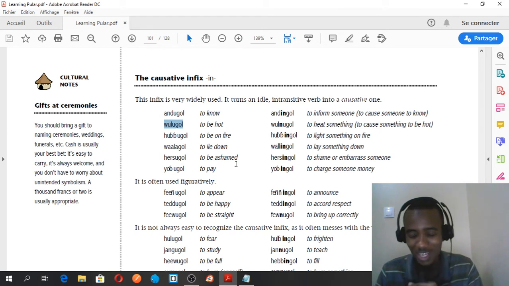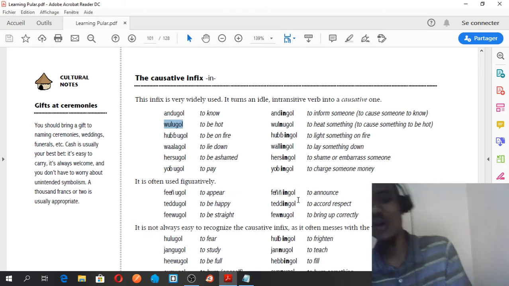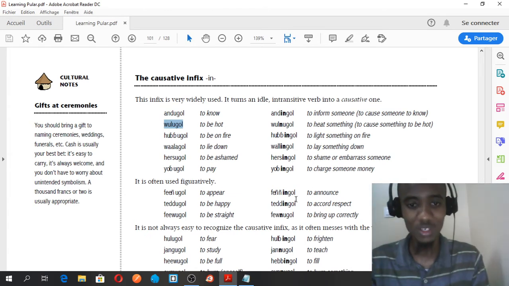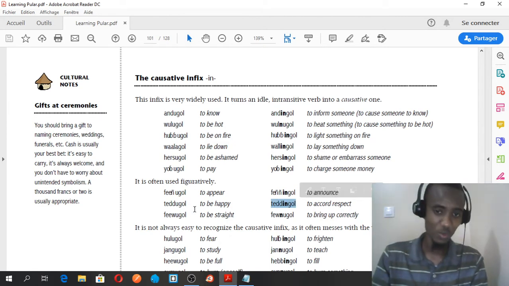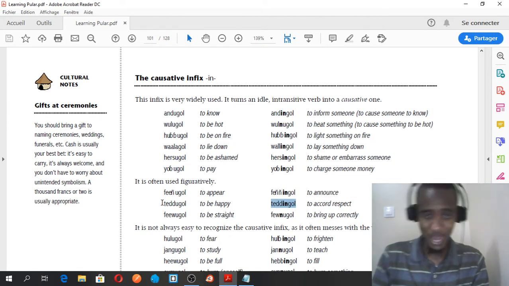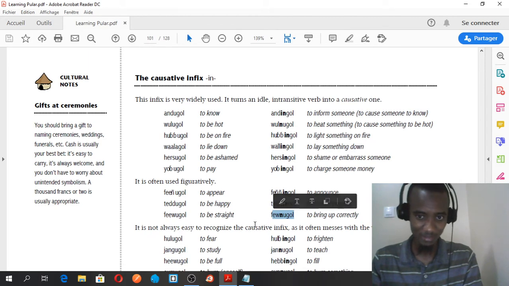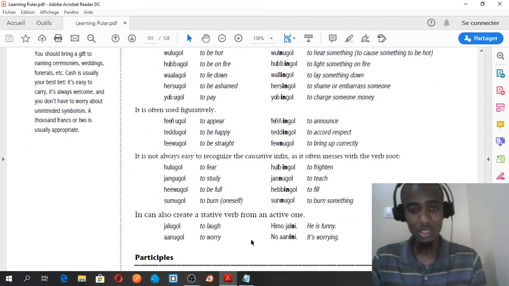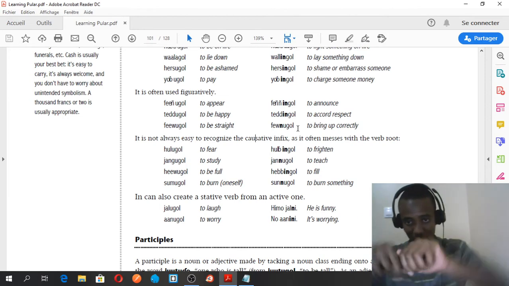You remember the text about Dennabo? Finyinowo means the announcer. Finyingol means to announce in public. Finyingol. It's used figuratively. Okay? Teddugol. Teddingol. To accord respect. Teddingol. Teddugol. But here it's used figuratively. Fiugol. Fiunugol. Feunugol here means to guide someone, like a moral guidance. Okay? Feunugol also has its normal meaning, which means just to make it straight, like something that was bent, you make it straight.